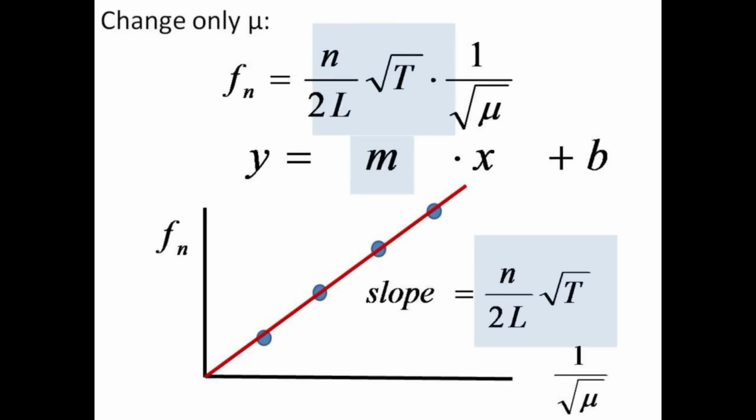Now suppose that n, T, and L are kept fixed, while the strings are swapped out for various string densities mu. Now a plot of f versus 1 over the square root of mu will yield a straight line with a slope of n over 2L times the square root of T.